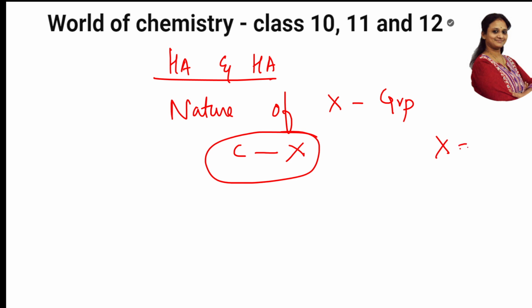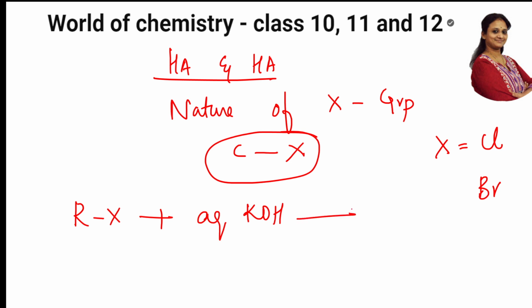X can basically be fluorine, which we'll not study because it is the most electronegative, chlorine, or bromine. These two are the distinguishing test. How to test? First, I take one R-X and add aqueous KOH. This is aqueous, careful, don't get confused with the alcoholic KOH of the elimination reaction.